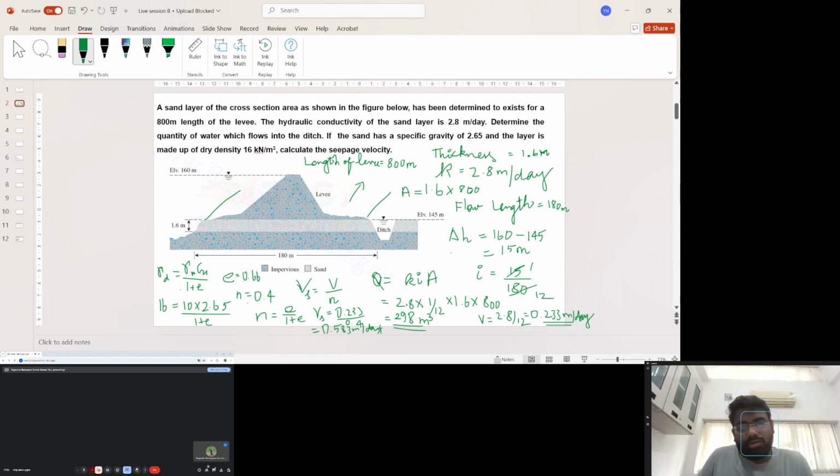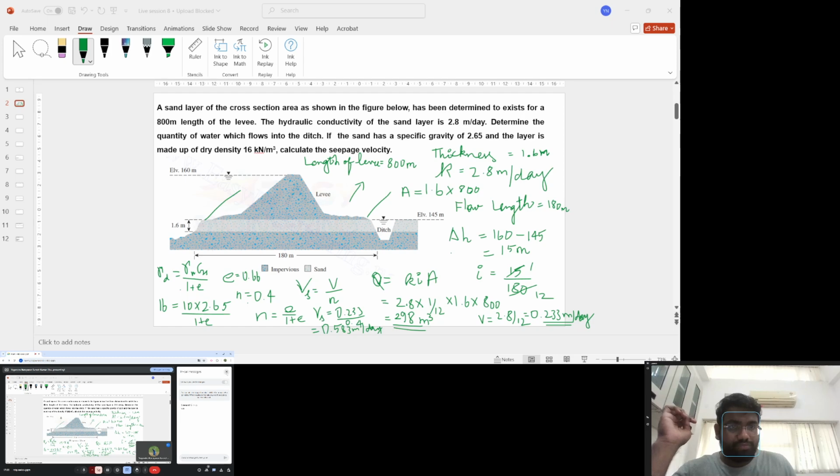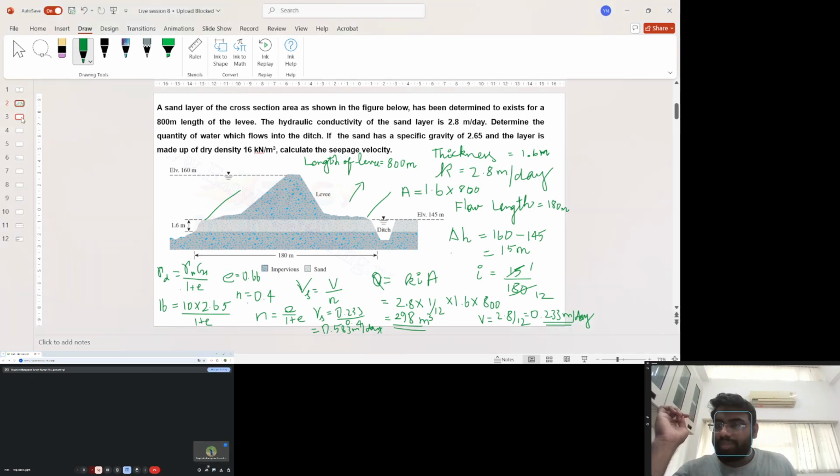So we know that the seepage velocity will be always higher than the discharge velocity. So by that logic, whatever the value we get is this, which is higher than 0.233. So these three are the values which are demanded by the question. Right?